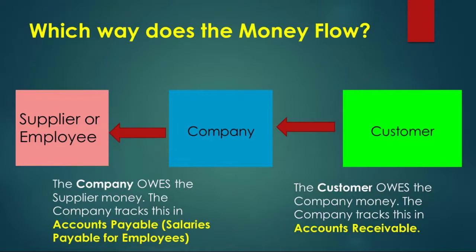So let's talk about the flow of money. The company buys products or services from a supplier or an employee. The company owes the supplier or the employee money, and the company tracks all of this in accounts payable, or for employees, salary, wages payable. The company makes sales to customers, and the customer owes the company money. The company tracks this in accounts receivable. So accounts payable and accounts receivable ultimately affect the cash account when bills are paid or money is received.